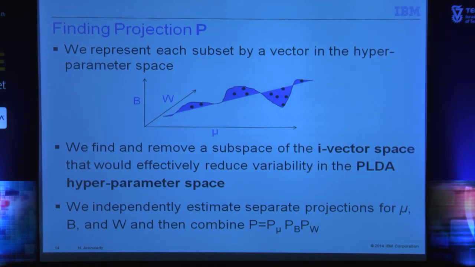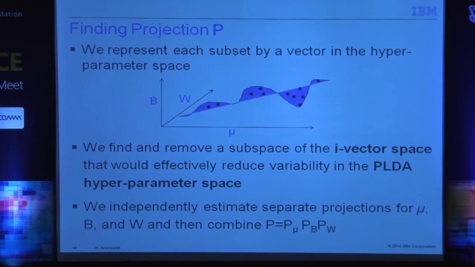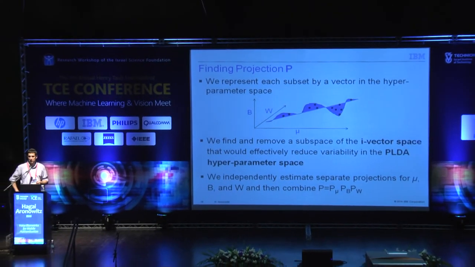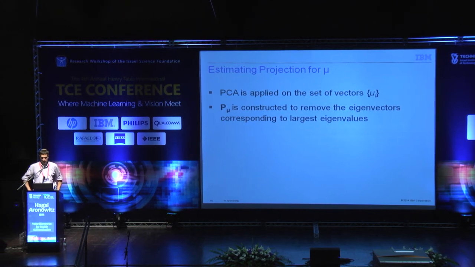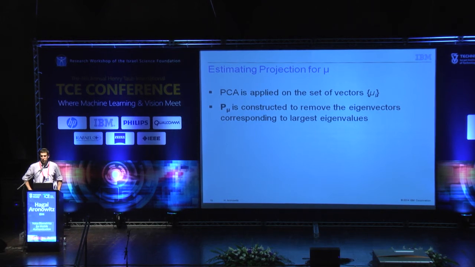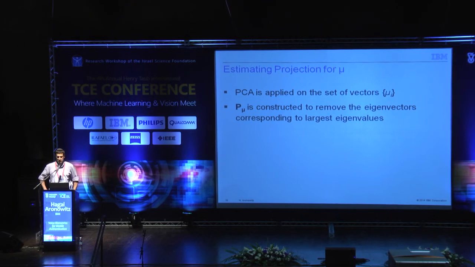In this work, we do it independently for each hyperparameter. So we start with one hyperparameter, for example mu, and we compute a projection for mu. Then we compute a projection for B and for W, and we just combine these projections. For mu, it's very simple to find a projection. Let's recall that mu is the mean of the distribution of the i-vectors in a given subset. If you just want to minimize the differences between the mu hyperparameters, what we can do is just apply PCA on the set of vectors mu sub i, and choose the projection to remove a certain number of the eigenvectors that we found.